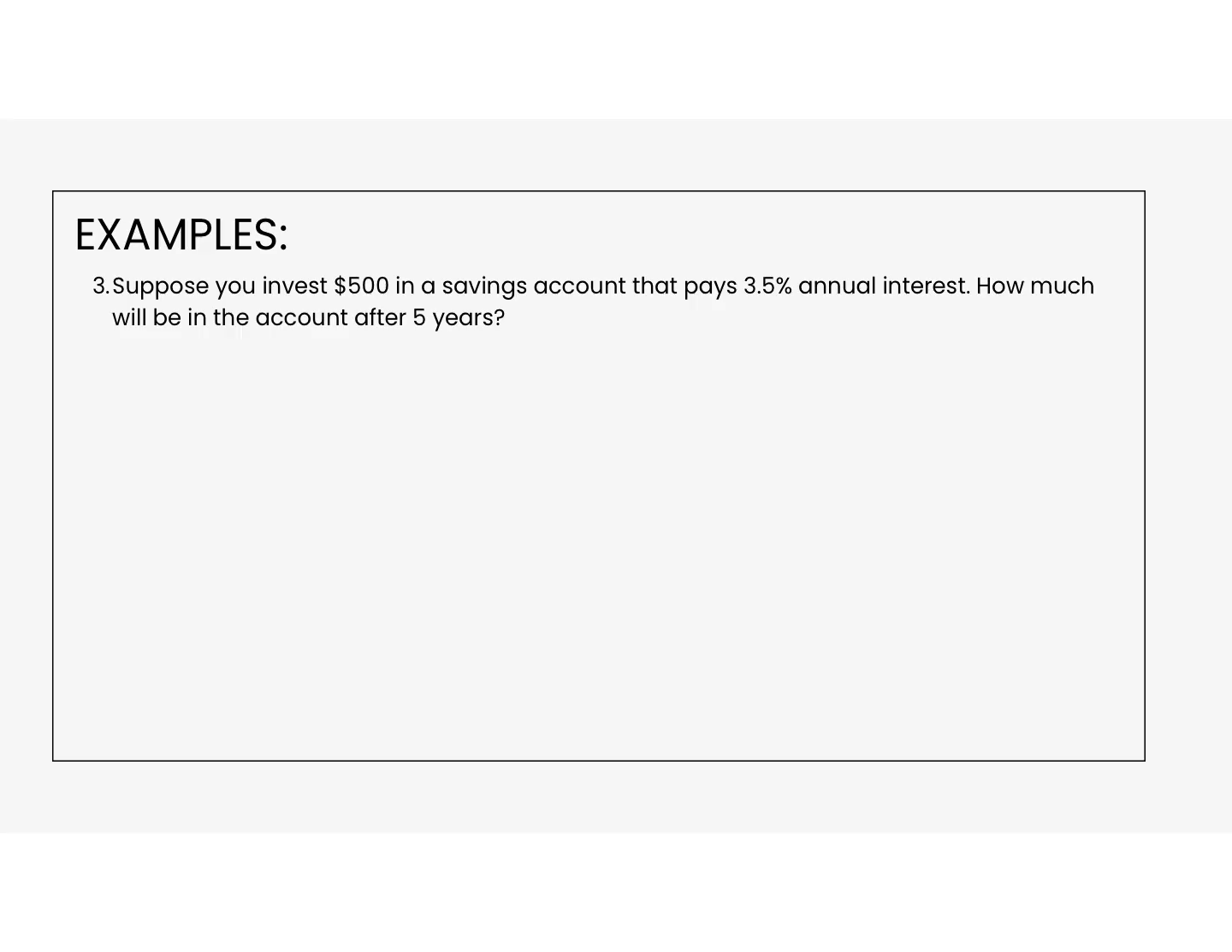Okay, number 3, now we see a savings account. Suppose you invest $500 in a savings account that pays 3.5% annual interest. How much will the account be after 5 years? So we are going to use that interest formula, which is a little bit different, right? It's P times 1 plus r over n to the power of nt. Because we see interest, that's what we're going to use. Other important information, 500 is what I'm starting with, 3.5%, and then it's annually.